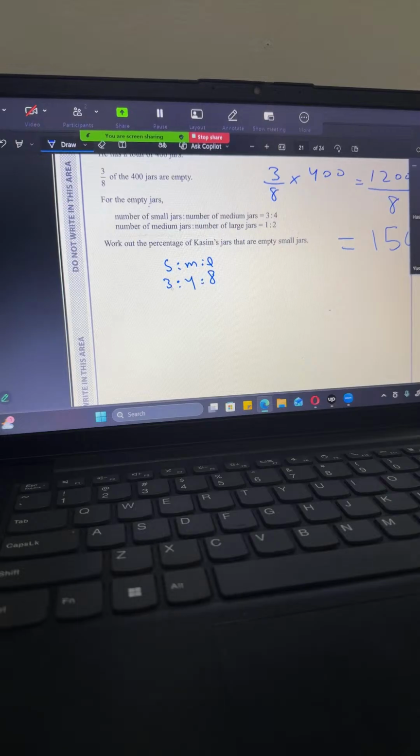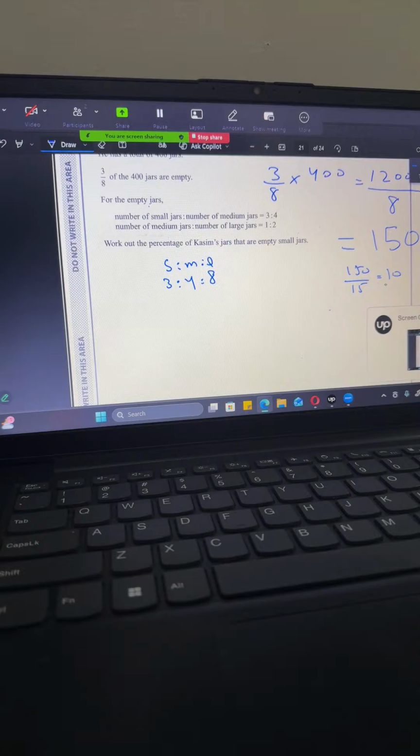Now you have to calculate the parts. How do we calculate the parts? We add all of the ratios, right? Please add them. So we'll add them all up to get 15. Now you will divide by the total number of empty jars. Can you tell me how many empty jars there are? 150. Yes, so 150 divided by 15 gives us 10, right?